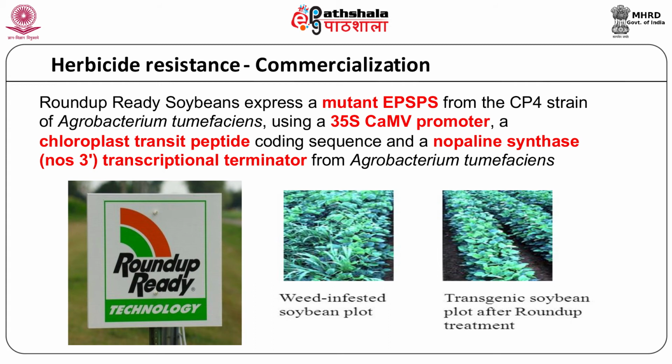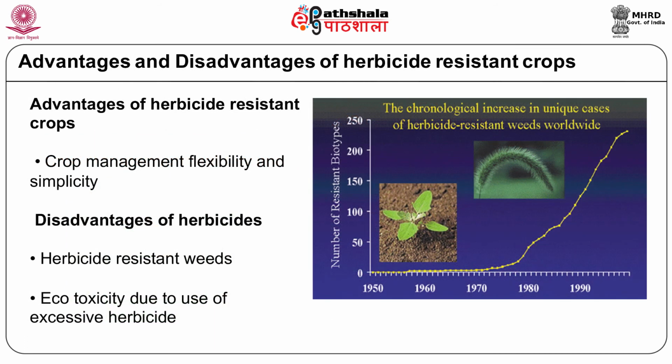Transgenics expressing these enzymes form the basis of the commercially available Roundup ready crops. The Roundup ready crops were first produced commercially by Monsanto. These crops show the presence of a mutant EPSP gene from an Agrobacterium tumefaciens strain CP4, the expression of which is driven by a 35S CaMV promoter.